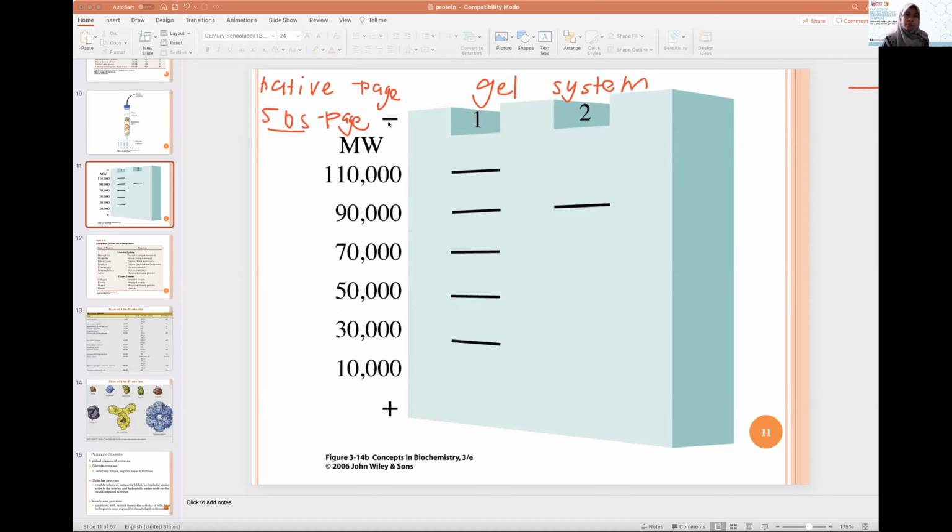For this case, you see the charge moves from the negative charge to positive. So when we load up the gel with the protein, first we load the protein.